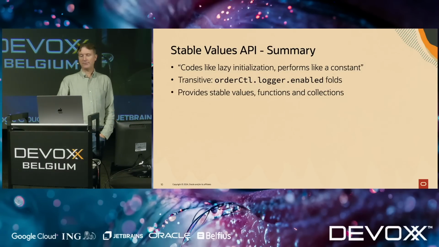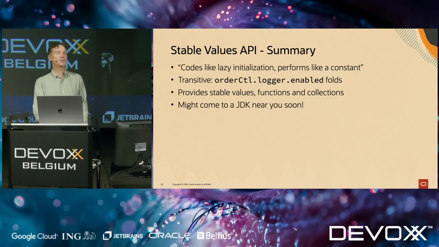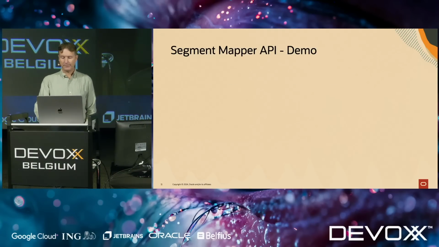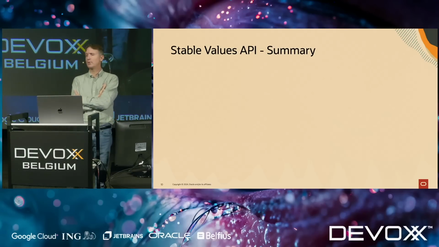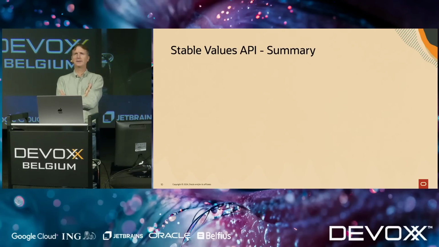Okay, so it provides stable values, stable functions, and stable collections. And it might come to a JDK near you soon. I hope it's going to be in 24, but I can't guarantee that. Okay, so I think we can take some questions now before we go over to the other part.